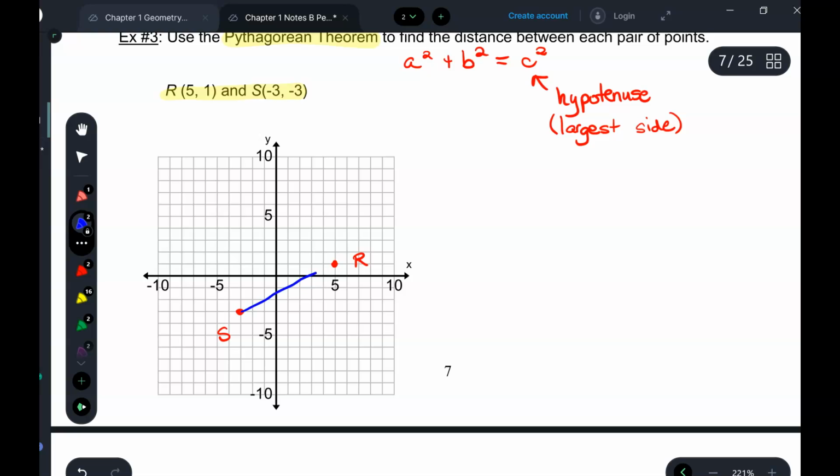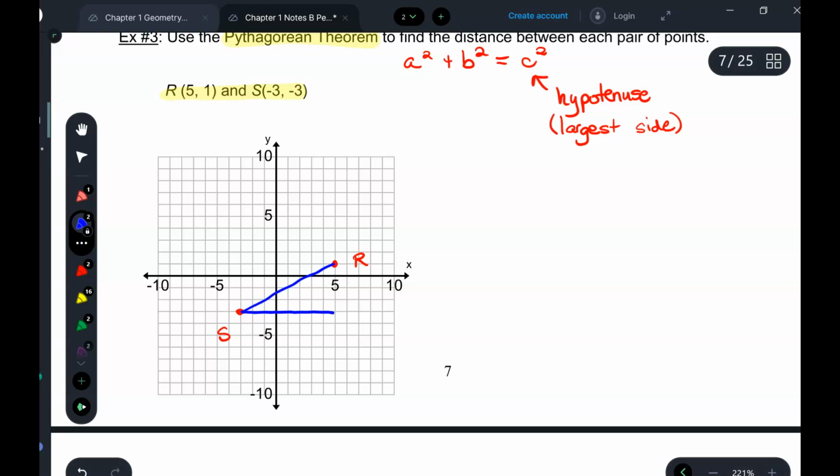So here's what we're trying to do. We're trying to find the length of that segment, but we can count over and we can count up, but we can't count diagonally. That doesn't make sense. So what we want to do is make a right triangle. Here we just want to make a right triangle.